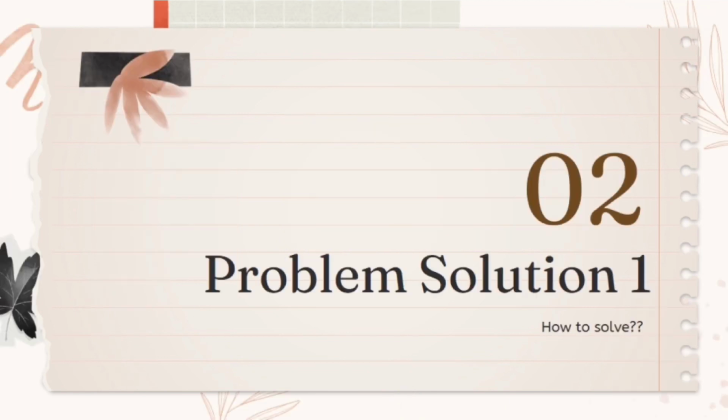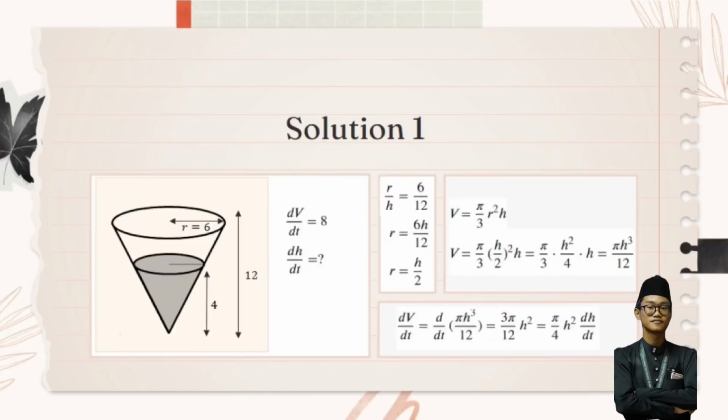Okay, let's get into our first problem solution. Based off the problem statement, the inverted cone has a height of 12 meters and a base radius of 6 meters, and the depth of water is 4 meters. And it gave us a constant rate of 8 cubic meters per minute, that is dV over dt. So the problem is we have to find the rate at which the depth of water is rising when it reaches 4 meters. So we have to find dh over dt.